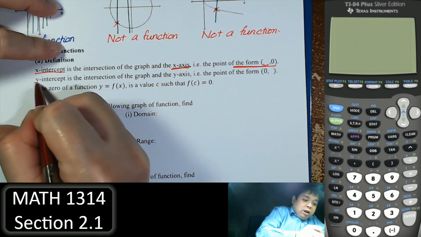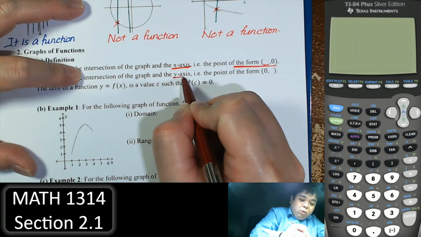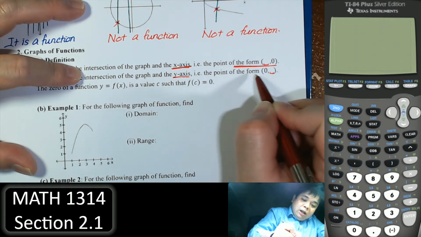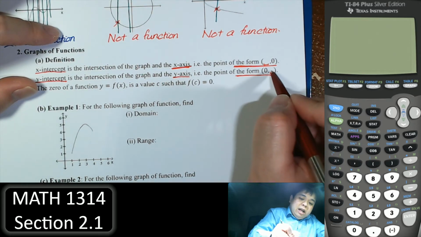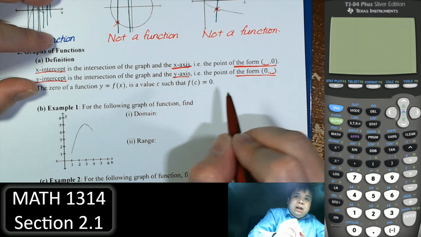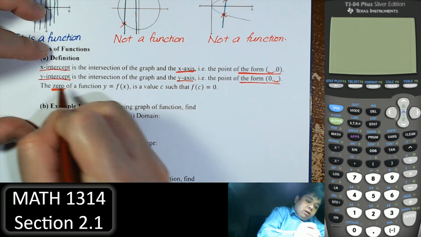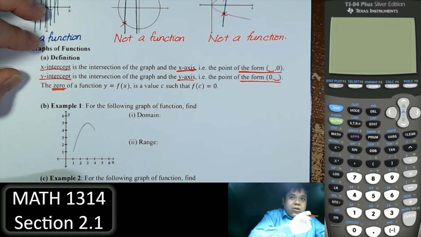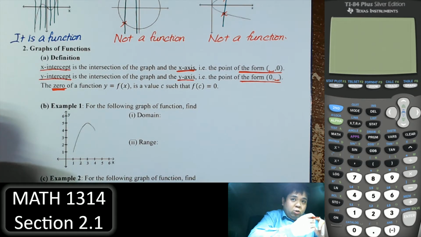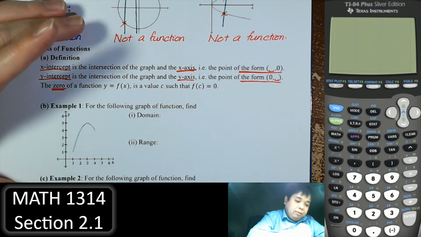Likewise, the y-intercept is the intersection of the graph with the y-axis, and it is in the form of 0, comma something, meaning the something could be 0 or another value, but the x coordinate must be 0. And we define the zero of the function as a value c such that f of c is equal to 0. So the zero of the function will make the function equal to 0 when we substitute it into the variable of the function. Right.